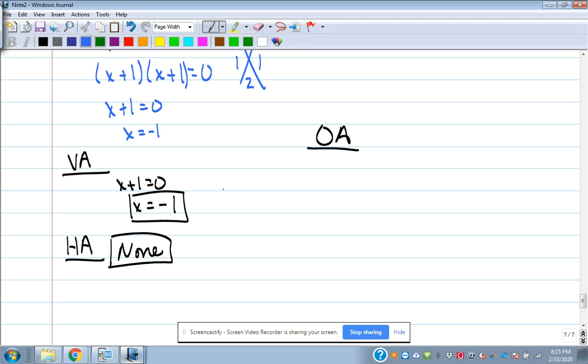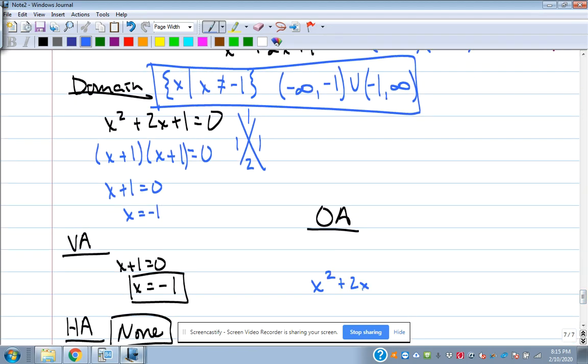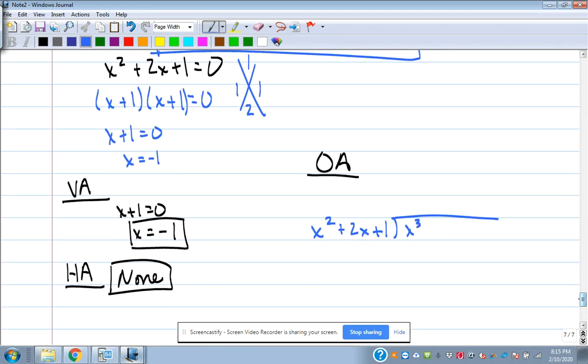So I'm going to set up my division problem: x squared plus 2x plus 1 into x cubed. I don't have an x squared term, so I've got to put 0x squared minus x plus 0 in there. So I'm just putting in all the missing pieces, and then I'm trying to multiply this out. So what times x squared will get me x cubed? X. So that's x cubed plus 2x squared minus x.